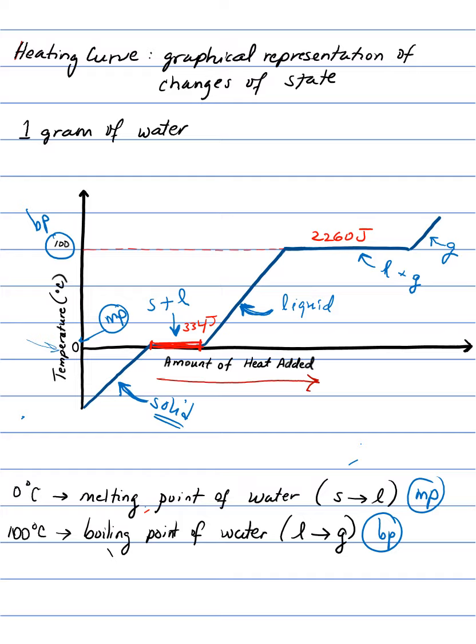Now the amount of heat that is required for your water to become a gas is the heat of vaporization, from here in your graph all the way to here. The amount of heat that is being added is 2260 joules.